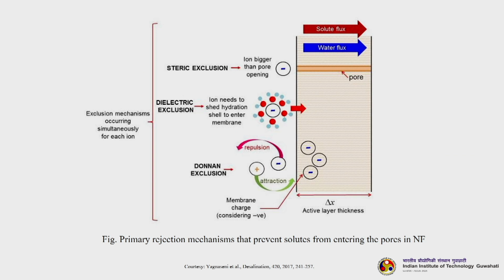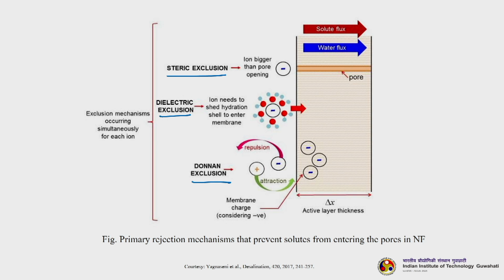Now, let us see this particular figure again, given by Yagneswala et al. in the desalination publication, which you can refer to, from where this material is taken. You can see these exclusion mechanisms occurring simultaneously for each ion. Steric exclusion is nothing but size exclusion, then dielectric exclusion, then Donnan exclusion. In steric exclusion, ions bigger than the pore opening will be rejected at the surface of the membrane.